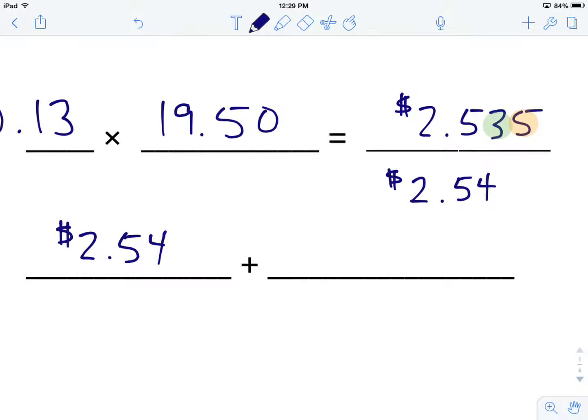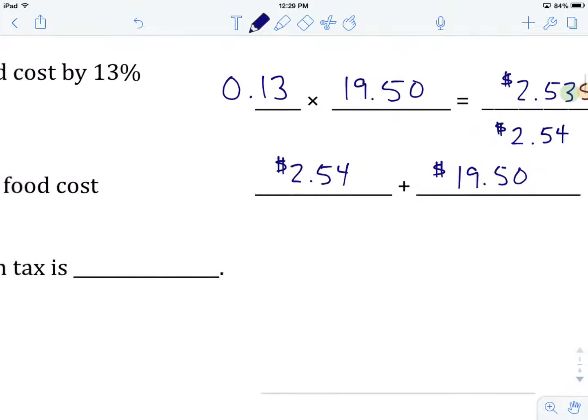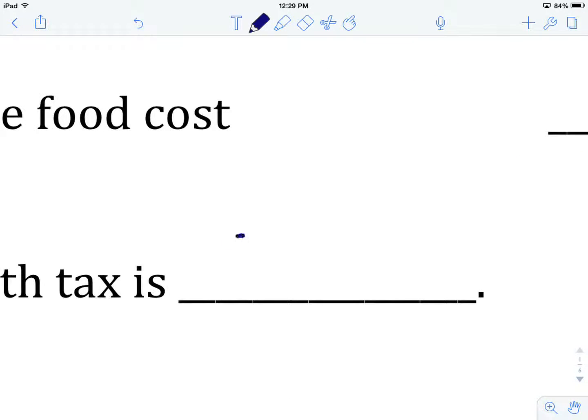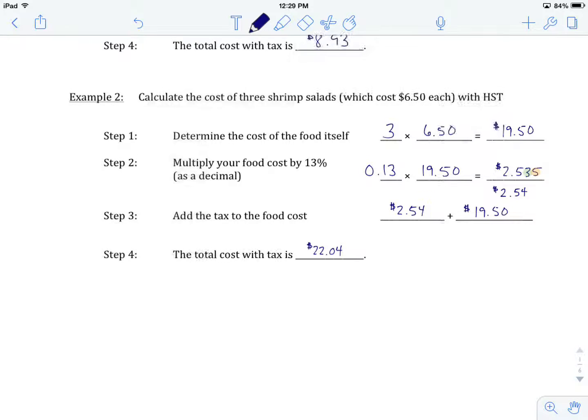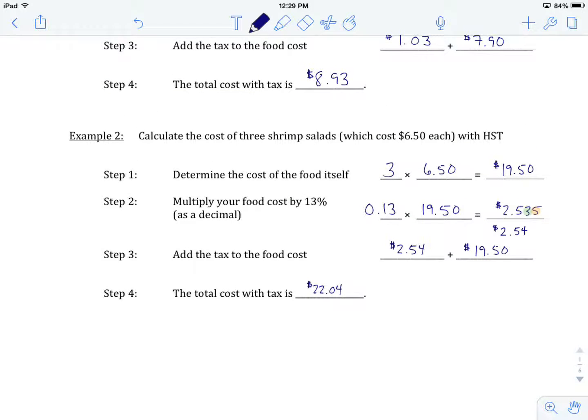Step number 3 is to take the amount of tax we have, which is, as we just learned, $2.54, and add it back to the cost of the food itself, which was $19.50. Let's add these two together and it will give us our final answer. So $2.54 plus $19.50 gives us $22.04. That is our total, including tax, for the cost of 3 shrimp salads.